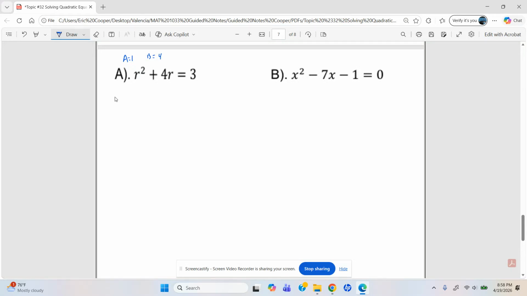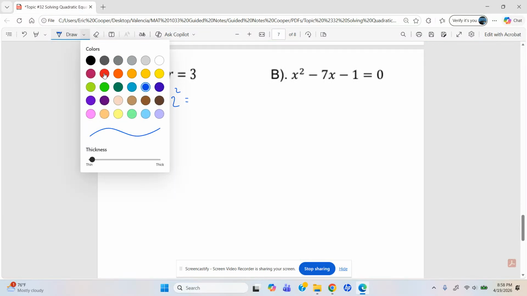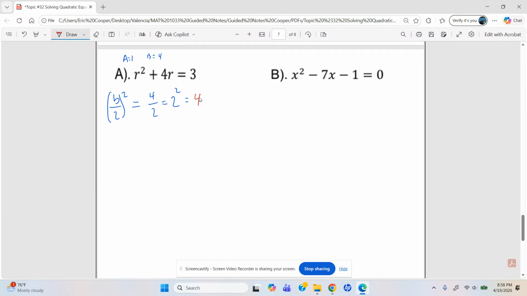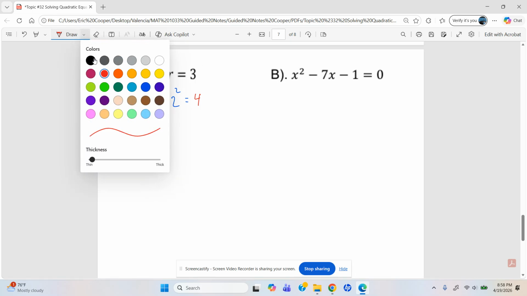In order to complete the square, we're going to take the b term and divide it by 2, and then we're going to square that number. In this case, we take 4 and divide it by 2, which is 2, and then we square 2, and with that, we get 4. This 4 is going to be added to both the left and the right side of the equation.